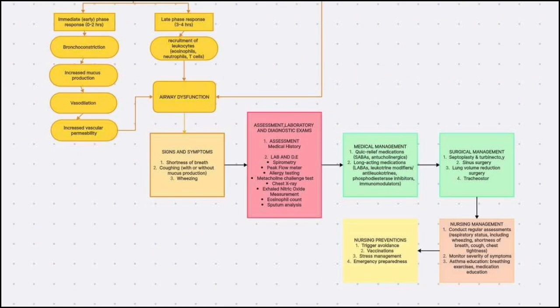Then this leads to the clinical manifestations of asthma, such as shortness of breath, which is a difficulty of breathing that is a common symptom of asthma. Coughing, often with mucus production, is another frequent symptom. And lastly, wheezing, which is a high-pitched whistling sound heard on expiration caused by narrowed airways.